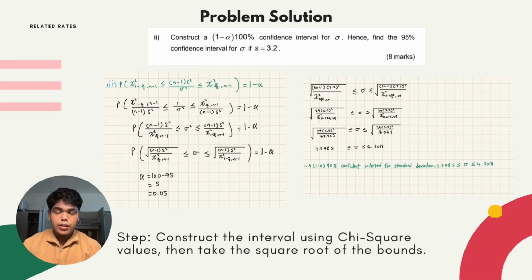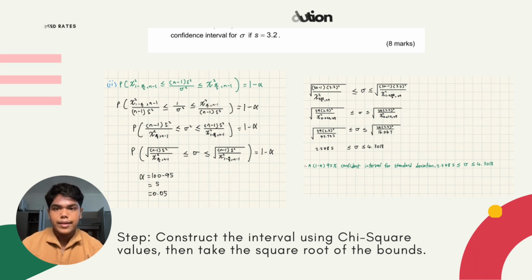Next, we construct the 95% confidence interval for the standard deviation. We set up the interval formula using the square root of the variance interval bounds. The lower bound is square root of 29 times 3.2 square over 45.722. And the upper bound is the square root of 29 times 3.2 square over 16.047. Calculating this value gives us the final 95% confidence interval for sigma, which is from 2.5485 to 4.3018.